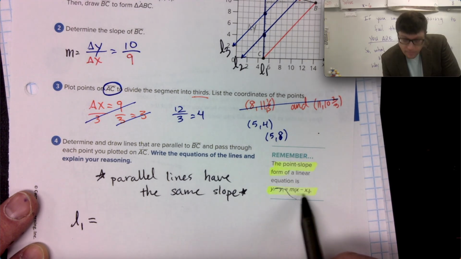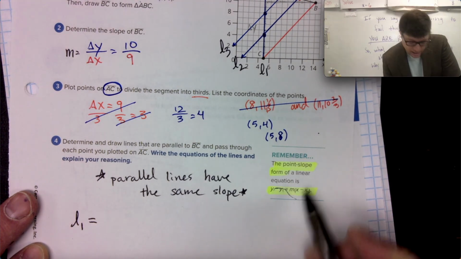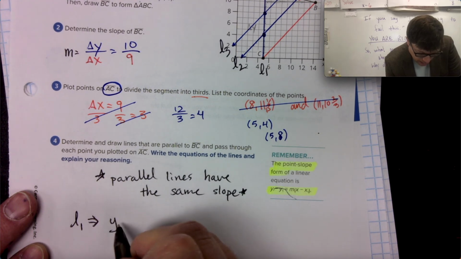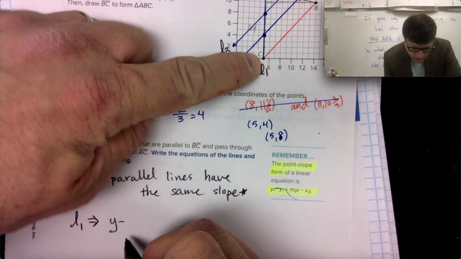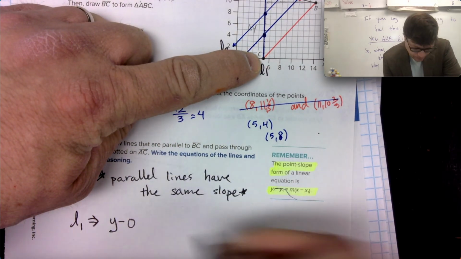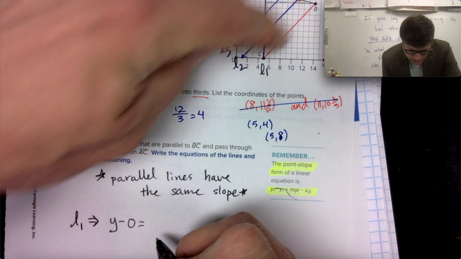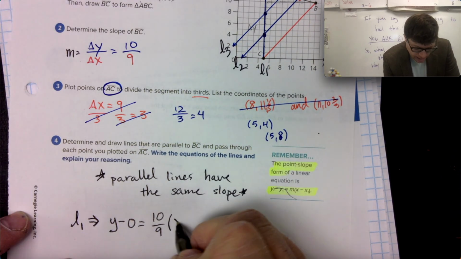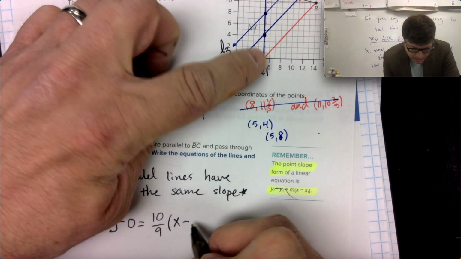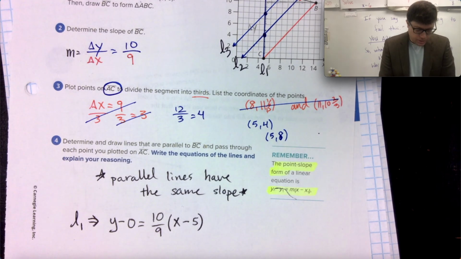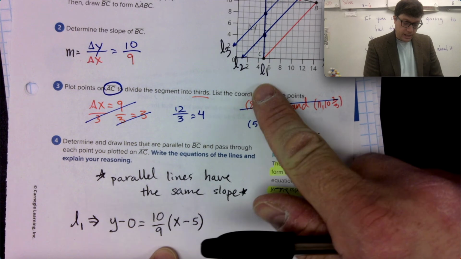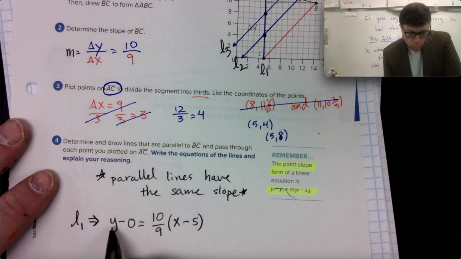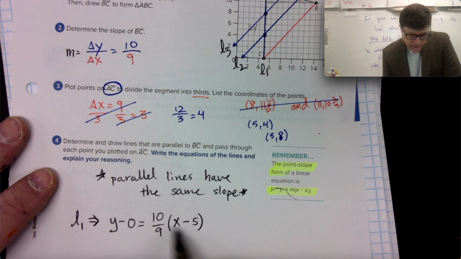So this formula here for point slope form is going to look like, I should use an arrow here, not an equal sign, y minus the y coordinate right here equals the slope m times the quantity x minus the x coordinate right here. So this is my equation for my line 1. y minus 0 equals 10/9 times x minus 5.